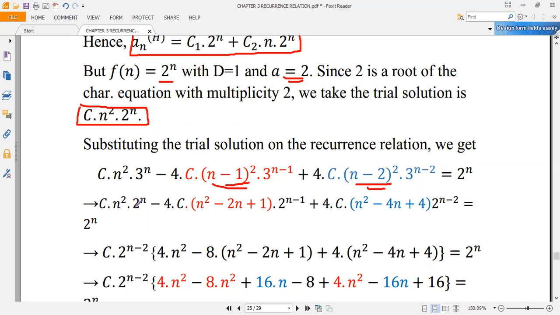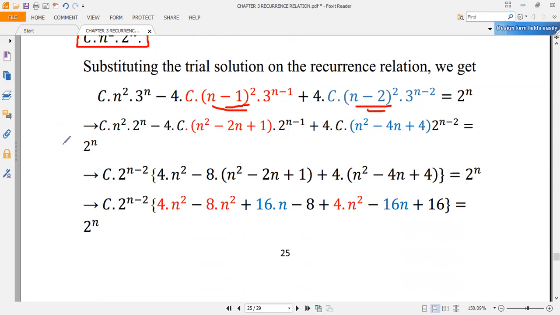So c times n squared times 2 to the power of n, minus 4c times (n squared minus 2n plus 1) times 2 to the power of n minus 1, plus 4 times c times (n squared minus 4n plus 4) times 2 to the power of n minus 2, which is equal to 2 to the power of n. Now let's take the common term on both sides. So c times 2 to the power of n minus 2 is a common one. So what's left here is 2 to the power of 2, which is 4 times n squared.